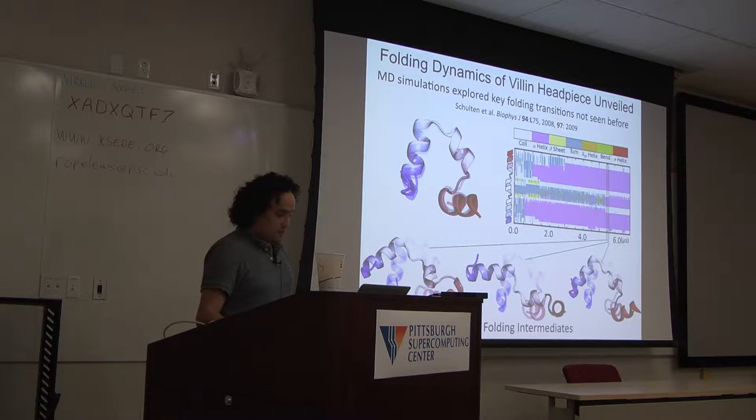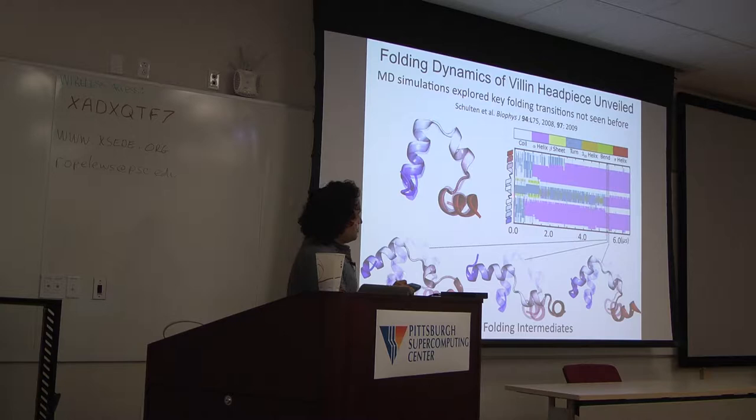Again, the starting state. I don't think we have a movie there. We have a movie for this. You should be familiar with this picture by now. So you start with a completely unfolded state, and then as the simulation progresses, it converges to its folded state. So you can see the formation of the helix here.